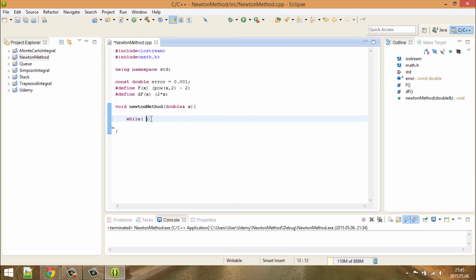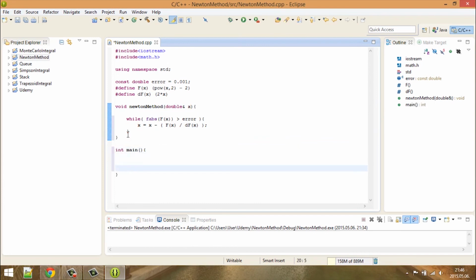So here we just have to run our algorithm as long as the absolute value of f(x) is greater than the error term, and we just have to use, as we have seen, the iterative form, which makes it very easy to implement this method: x minus f(x) divided by df(x). And that's all. We don't have to return anything because we get a reference.